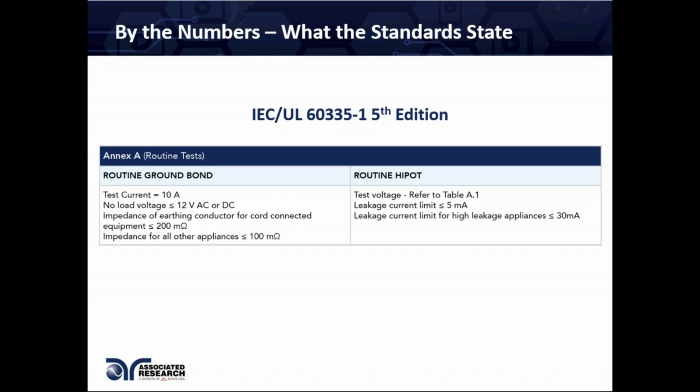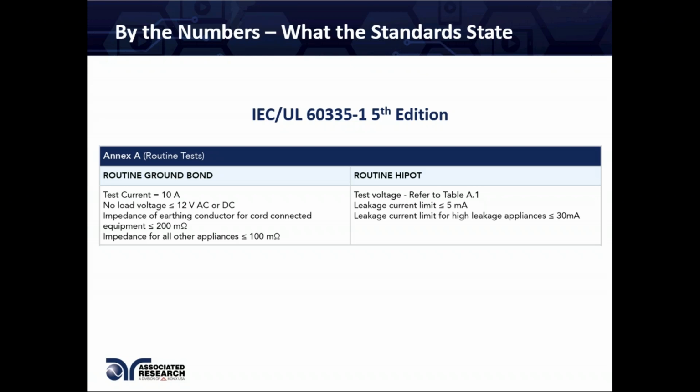in this case, if you notice, the 60335 standard is actually asking for a ground bond test as a routine test, or an end of production test, production line test. So in this case, a ground bond test is required on fully assembled products, 10 amps and 12 volts, less than or equal to 12 volts, impedance of the circuit less than 200 milliohms, and for other appliances, less than 100 milliohms.